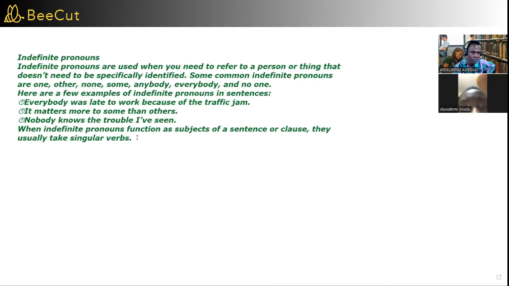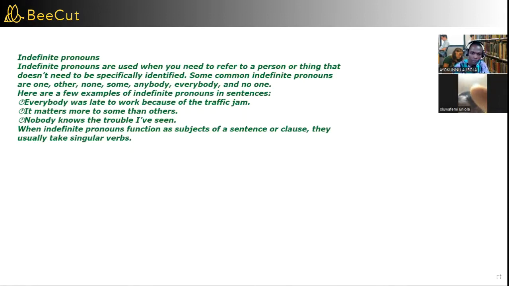Nobody knows the trouble I've seen. Yes, what are the pronouns then? Nobody. Just nobody. Okay, when indefinite pronouns function as subject in a sentence or clause, they usually take singular verbs. So let's take that. Before we round up, I'm going to be looking at another type of pronoun, which is reflexive pronoun. Reflexive pronoun, that's where we're going to come next lesson.